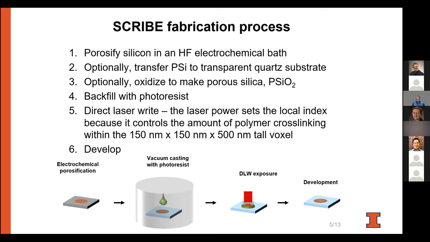And then finally, we develop and wash away any unexposed resist. So this is a negative resist. So we wash away any regions that we have not written. And we're left with the cross-linked polymer, which has high refractive index compared to the background in the regions that we did the laser writing.